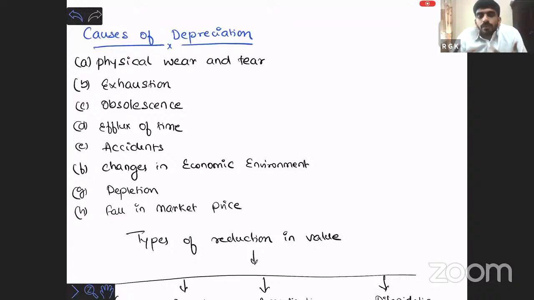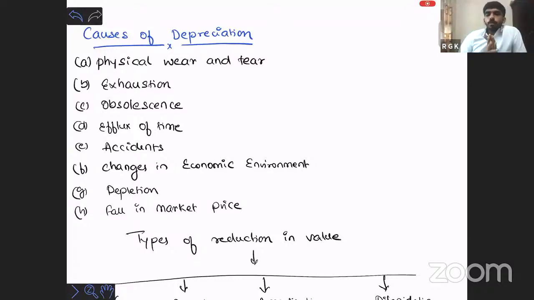So why does the value of the asset go on reducing? Every time we say only one thing: it is due to usage of the asset. Over the period of time when you use an asset, the value of the asset goes on reducing. Just like your pen, as you go on using it, over the period of time, the value goes on reducing, or the capacity of the asset may go on reducing.